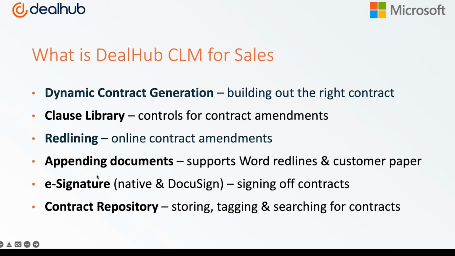Having a clause library is really key as well. You want salespeople to have some flexibility to make changes, but you have to put some controls around that so they can't just type anything that they want. So you have a library where those terms and conditions are automatically pulled in from.